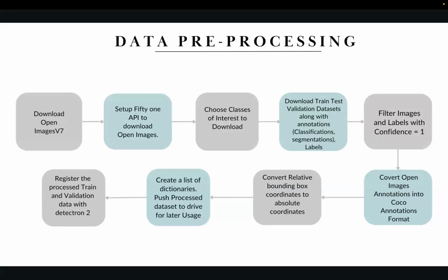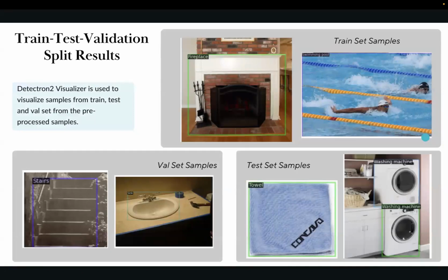Finally, we created a list of dictionaries and we pushed the data set onto an online shared drive, which was used by the teammates for further training. And then we had to register the train and the validation data with Detectron2. Here is a visual representation of the train, test, and the validation results that were collected. And we use the Detectron2 visualizer to see this.